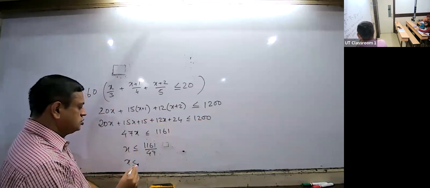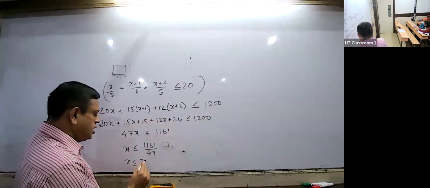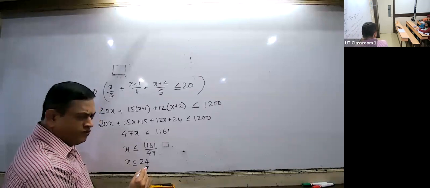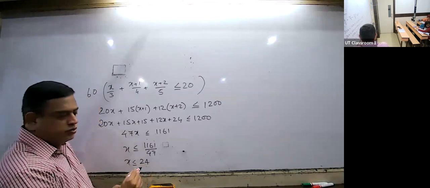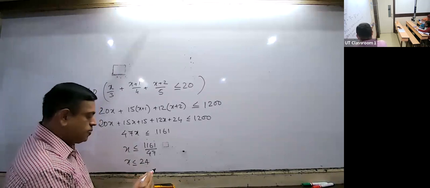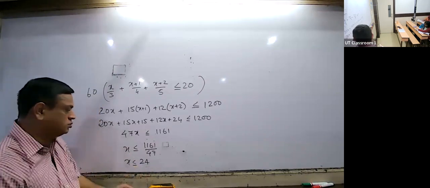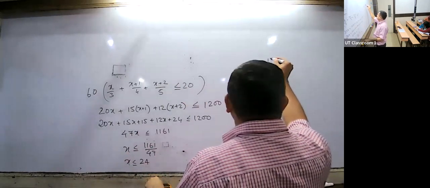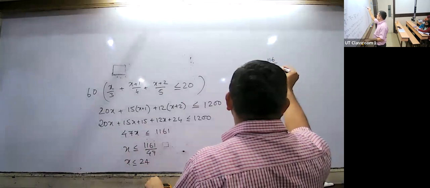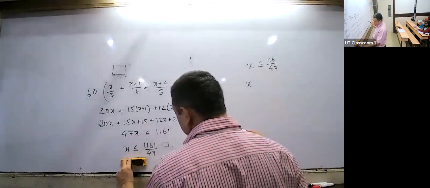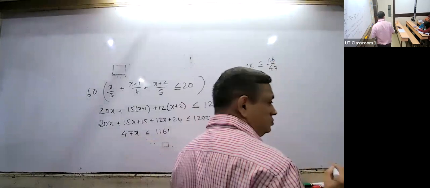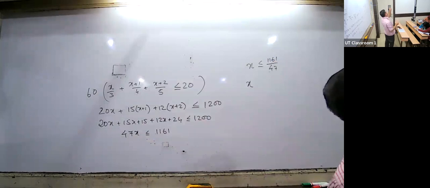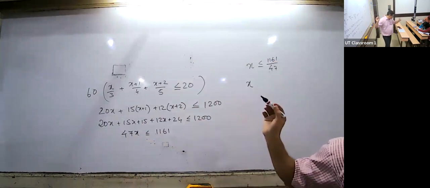X less than or equal to... 24 and what is it? Next fraction? What is it? Divide and see. Only one person do and others wait. So 24 and 33 by 47. Who has done? All of you divide. Mentally. I'll write one number, you will divide and show.